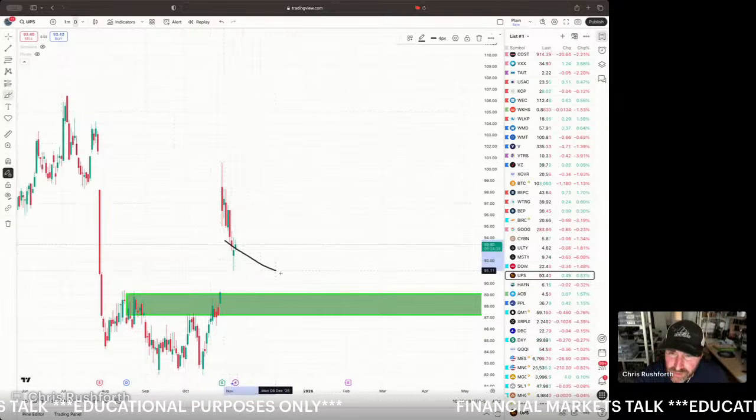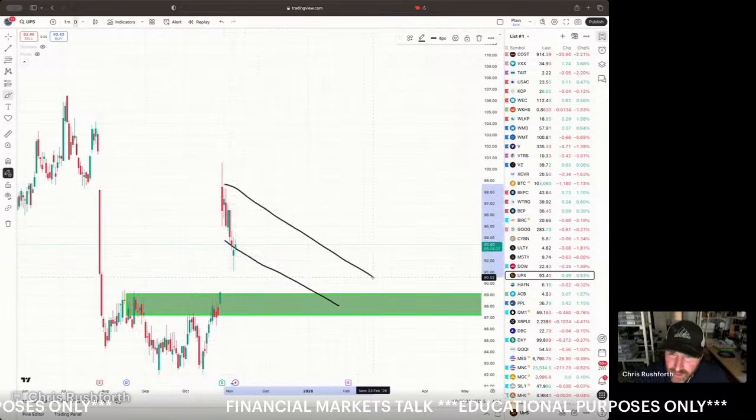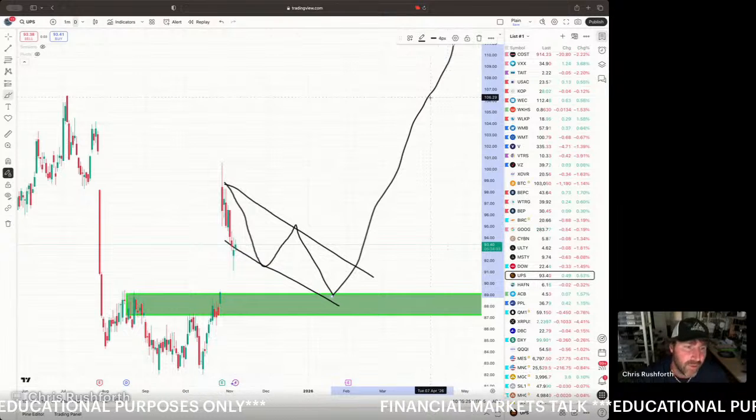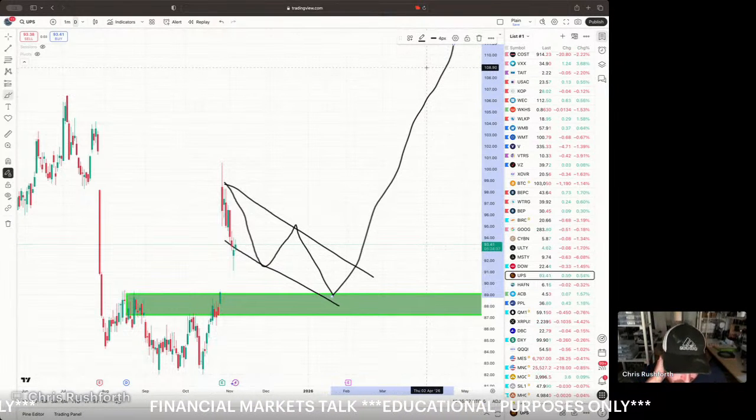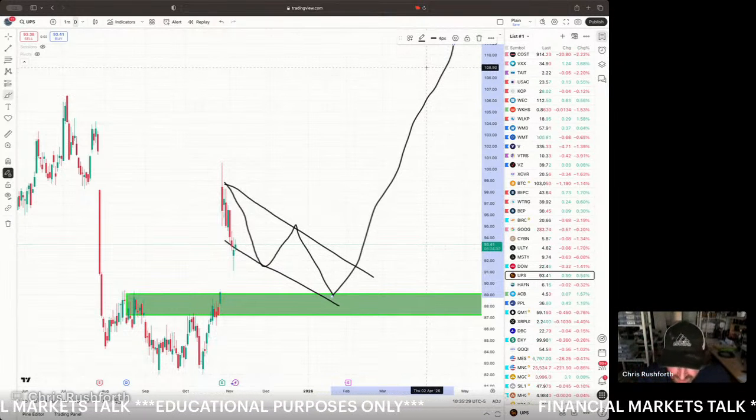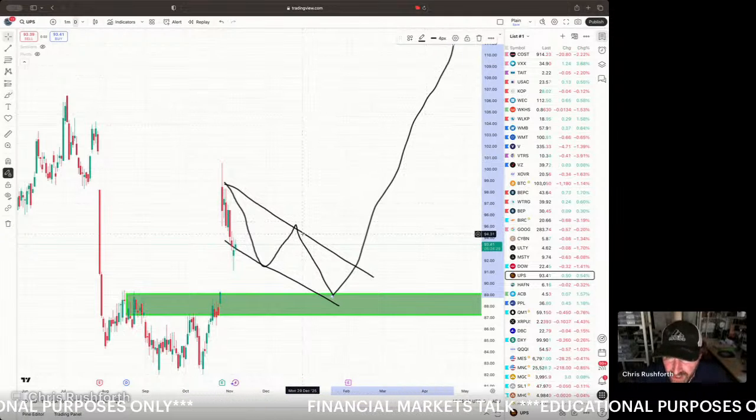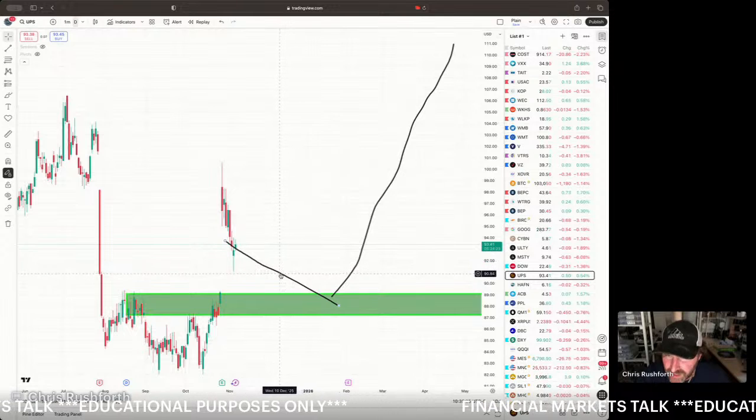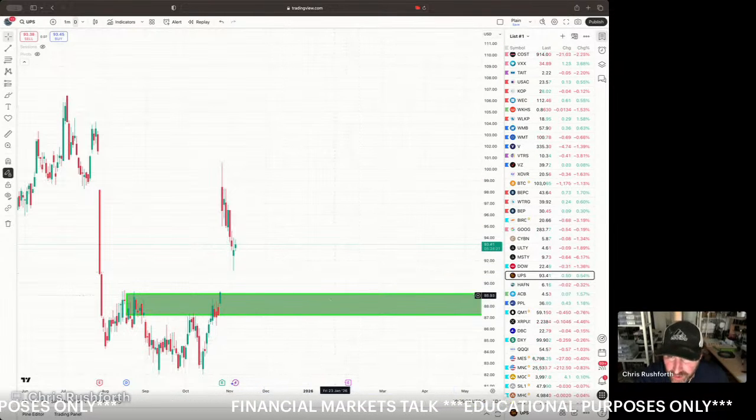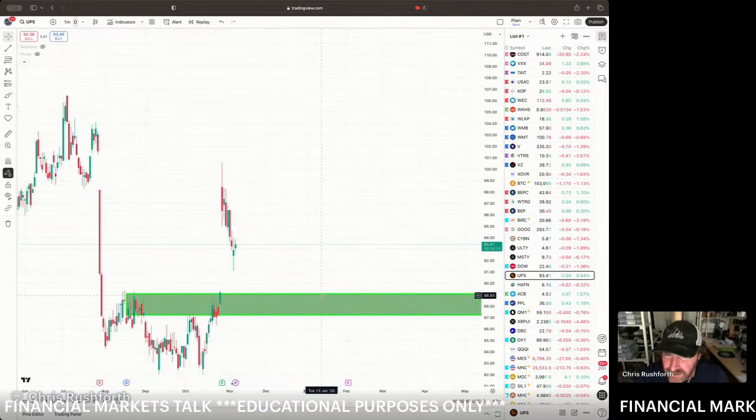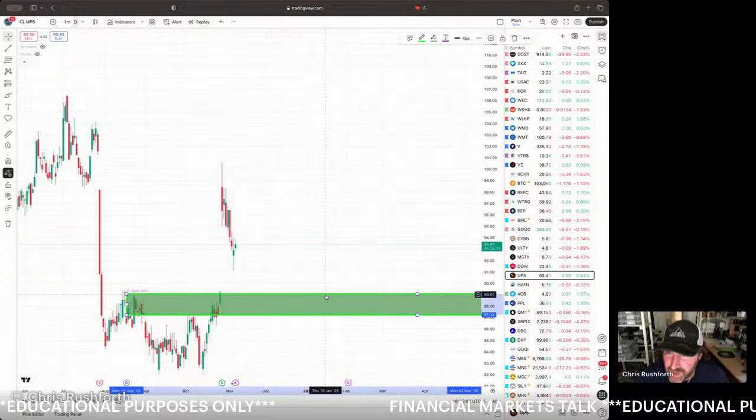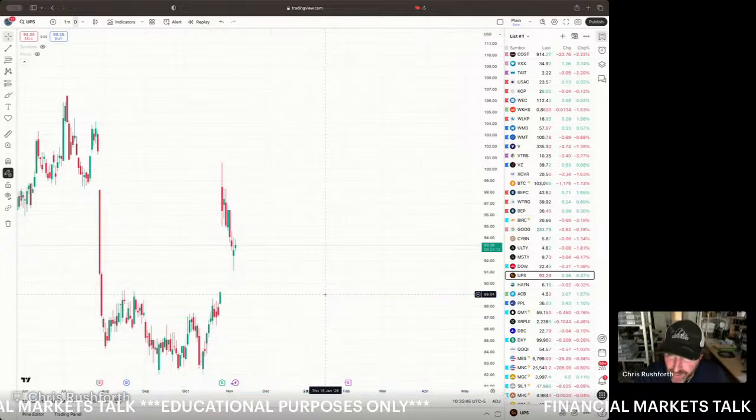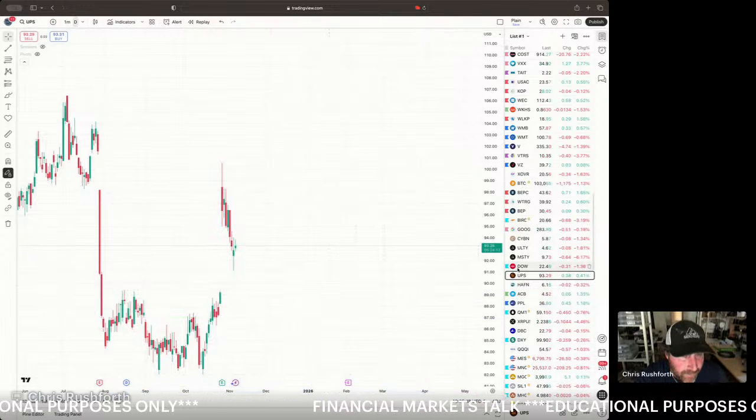So if you got some sort of flag here, it goes 1, 2, 3. You want to kind of look for something like that on UPS. But for educational purposes only, I would think it's a good buy right now, but maybe not. So that's one that I have in our portfolio. I haven't fully committed. We do have some of this stock in our church portfolio, but not all of it.